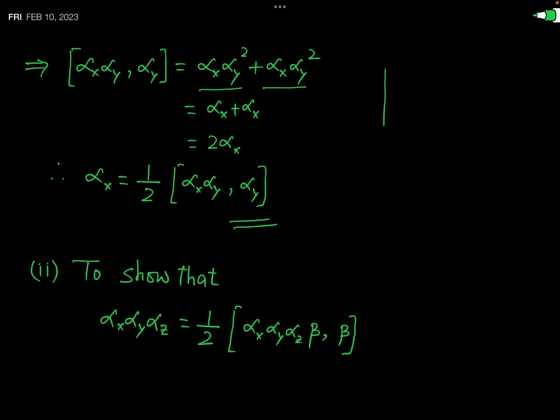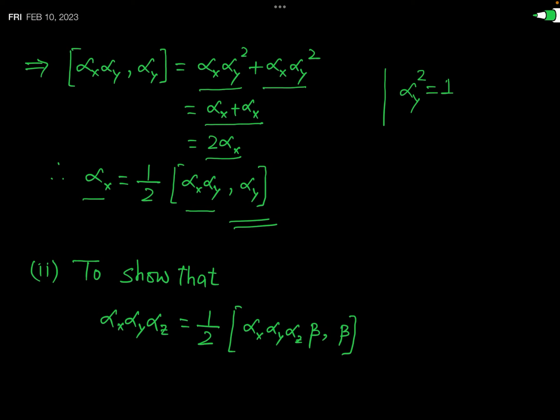But you know that the square of alpha y is equal to 1, and your result is alpha x plus alpha x, that is 2 alpha x, and therefore alpha x will be simply equal to 1 over 2 commutator of alpha x, alpha y with alpha y. So this was the first part of our problem, and you can see how easily we can solve this problem if the properties of Dirac matrices are in our mind.